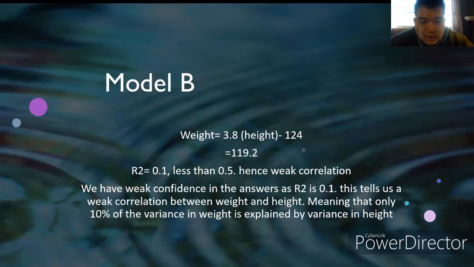Model B, weight is 3.8 times height, subtract 124. That gives us a weight of 119.2. So R squared equals 0.1, which is less than 0.5, indicating weak correlation. Meaning we have a weak confidence in the answer as R squared is 0.1. This tells us that there is a weak correlation between weight and height, meaning that only 10% of the variance in weight is explained by variance in height.